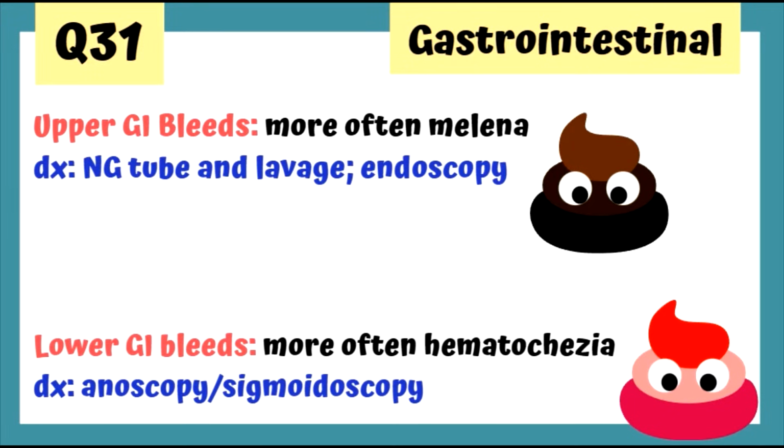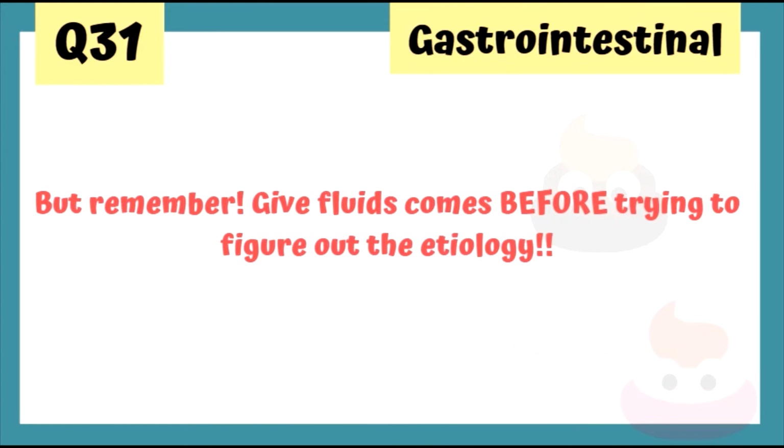All right, and in terms of diagnosis, for the upper ones, we use the nasogastric tube and lavage, and for the lower ones, we have an endoscopy and sigmoidoscopy. But remember, give fluids before trying to figure out the etiology of the bleed, because you just got to take care of the patient before you figure out what's the underlying issue over here.